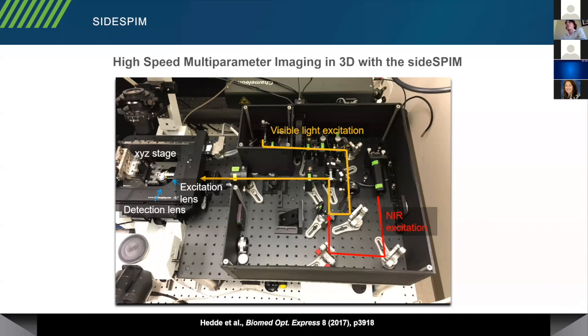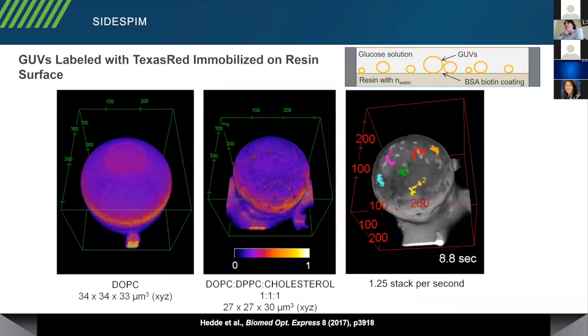I'm here just to show you how the setup looks, the optical components. All the things to generate the light sheet are located on this platform to the right-hand side of the microscope. And we can do linear excitation with visible light, and nonlinear excitation using near-infrared light. Here are just some example images, to showcase that you can image very fast in 3D using these methods.